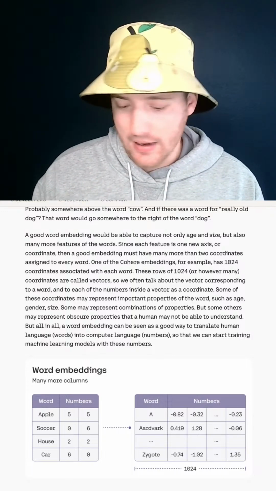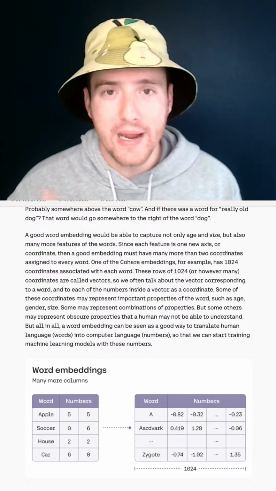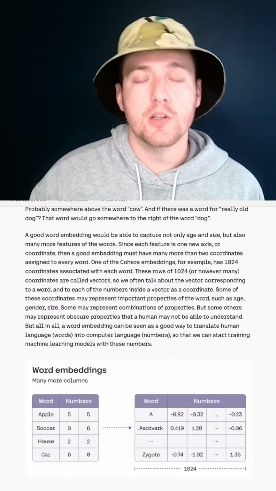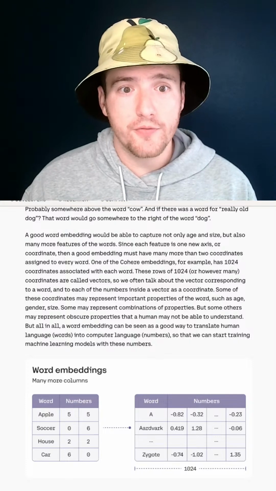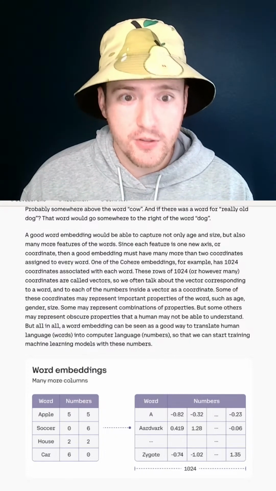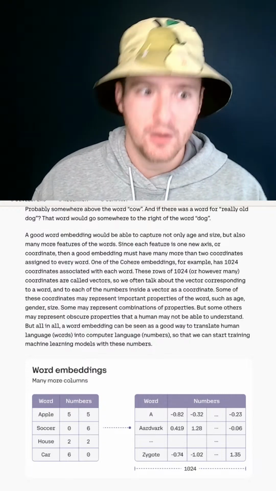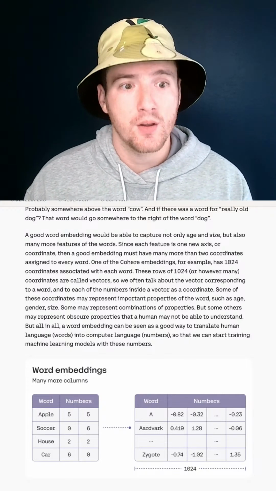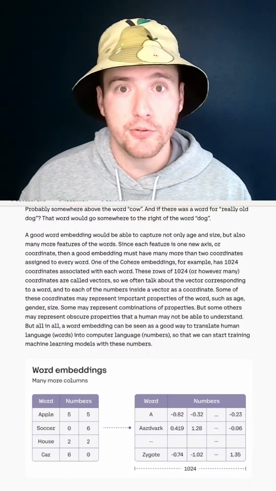1,024 categories. Age, time, weight, anything that is in these 1,024s, how they're weighing these words, embedding them, so that these LLMs, these AI models, can go in and find the words to use based on context of sentences and questions. These rows of 1,024 of these coordinates, these rows are called vectors. So we often talk about the vector corresponding to a word and to each of the numbers inside a vector as a coordinate. Some of these coordinates may represent important properties of the word, such as age, gender, and size. Some may represent combinations of properties, but some others may represent obscure properties that a human may not be able to understand.